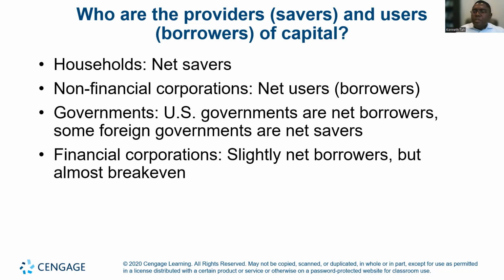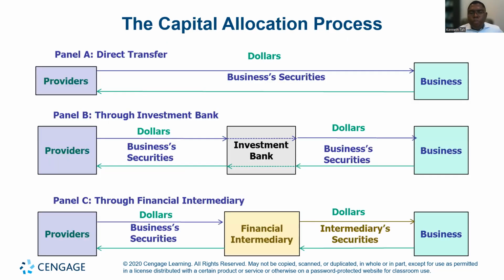Financial institutions are also midway. They are slightly net borrowers, but sometimes they tend to break even. So they are savers and borrowers at the same time. But by and large, households are net savers and non-financial corporations are net borrowers of funds. So this is how the capital allocation process can be separated.